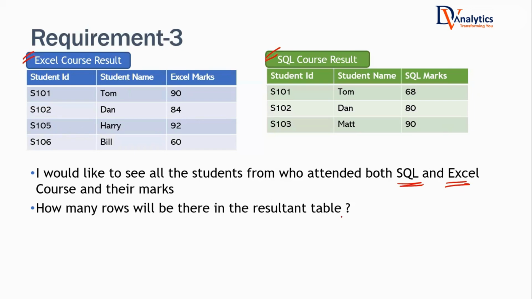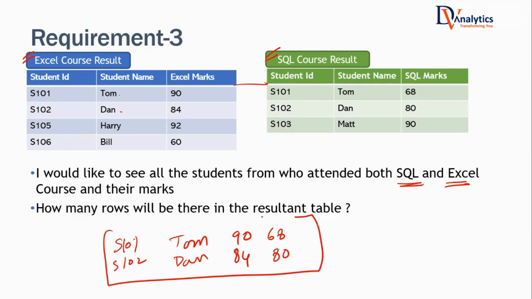Tell me how many rows will be there in the resultant table. How many of them have taken both Excel as well as SQL? It is Tom and Dan. There will be 2 rows only. What will be the resultant table like? It will be S101, 102, Tom, their marks, as well as the resultant table will have only 2 rows. S101, student number 102, student name is Tom, student name is Dan, Excel marks are 90 and 84, SQL marks are 60, 80.